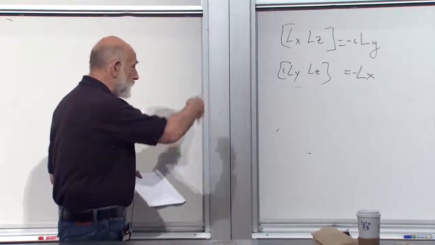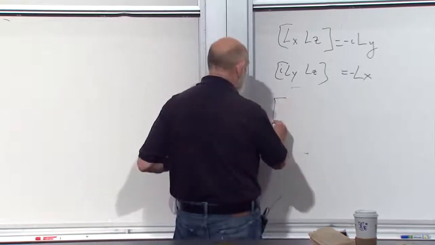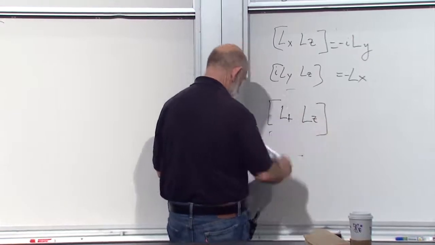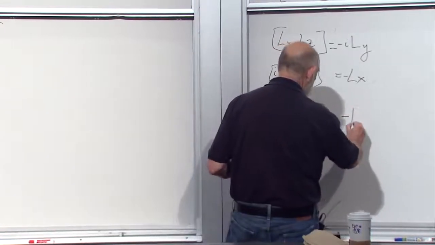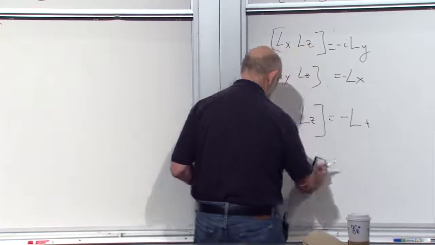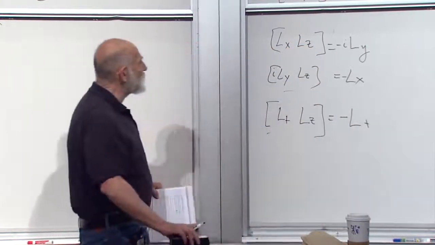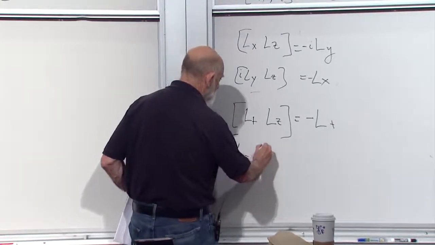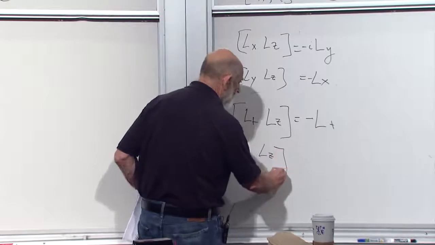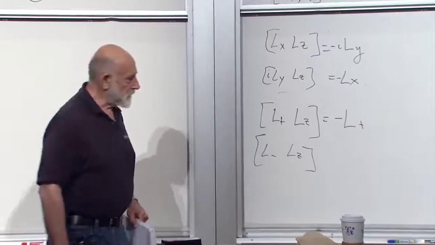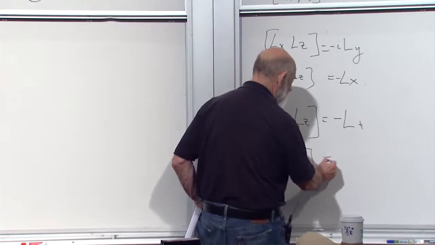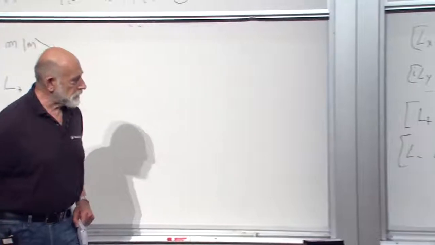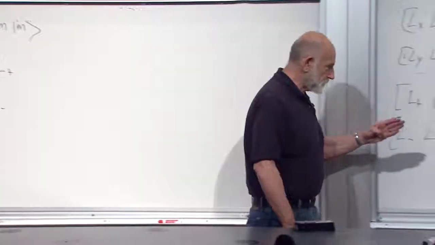I'll just write it out. We don't need to belabor it. The commutator of L plus with Lz is minus L plus. And the commutator of L minus with Lz is L minus. Not minus L minus, but plus L minus. Those are the two basic commutation relations that follow from these.